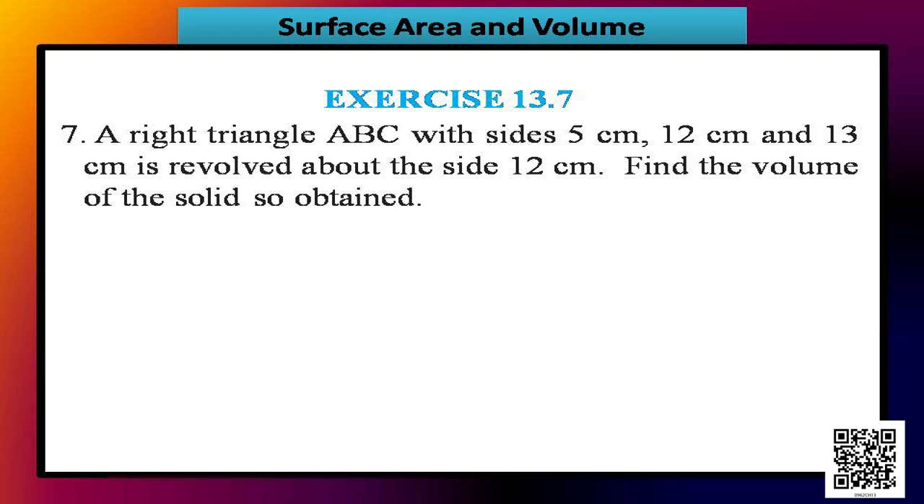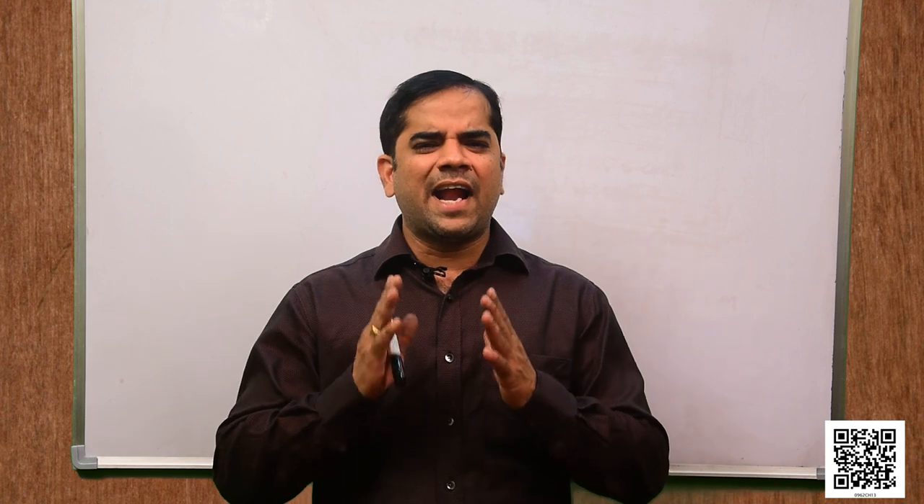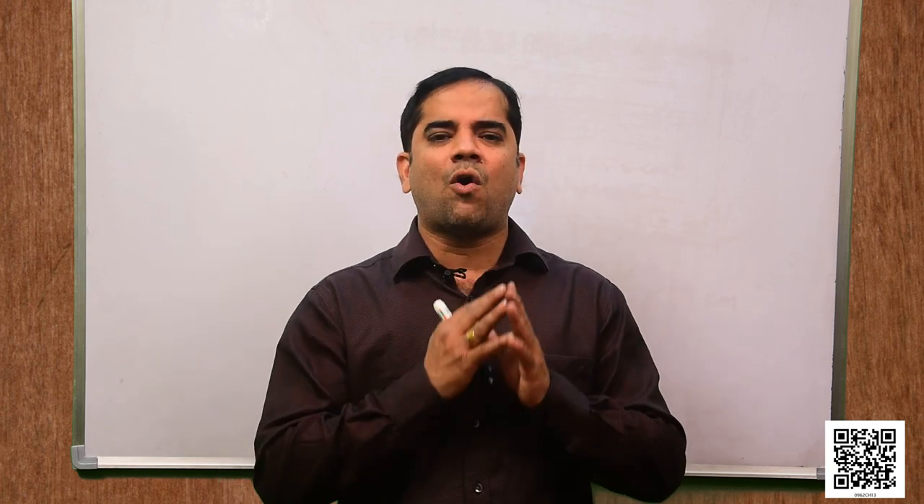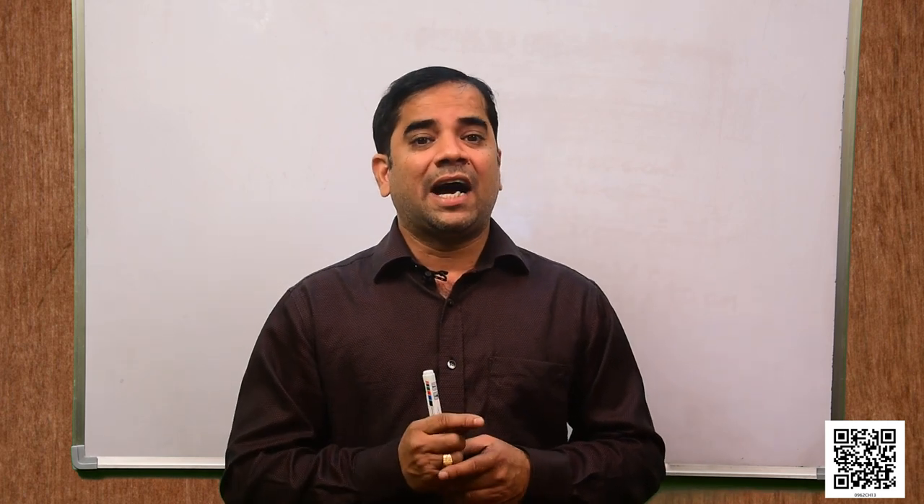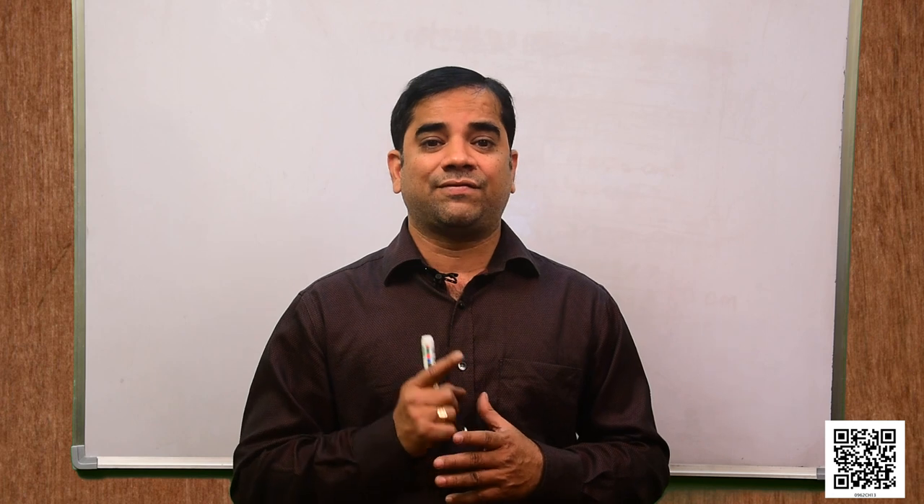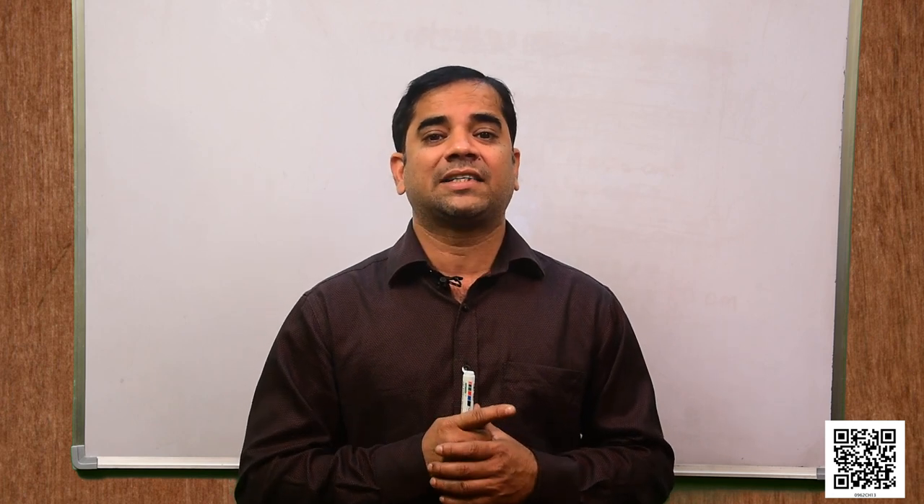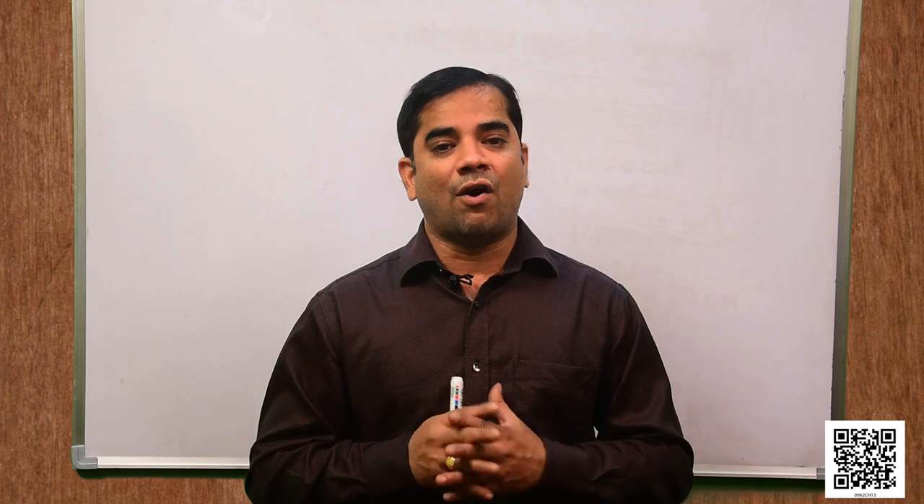It says, a right triangle ABC with sides 5 cm, 12 cm and 13 cm is revolved about the side 12 cm. Find the volume of the solid so obtained. So, let us solve the question. Students, when a right angle triangle ABC is revolved about its side 12 cm, a cone with height 12 cm, radius 5 cm and slant height 13 cm will be formed.